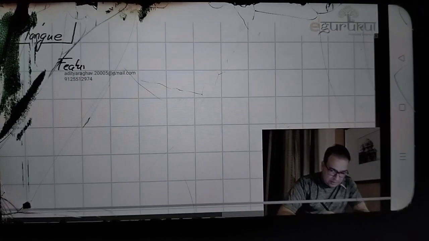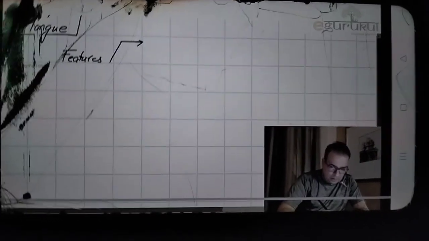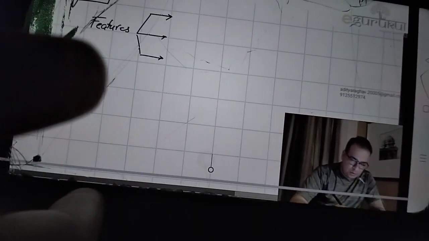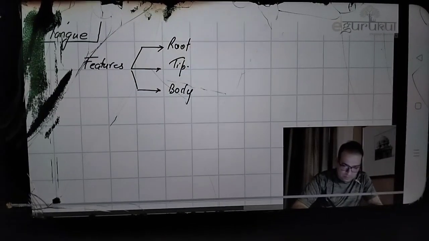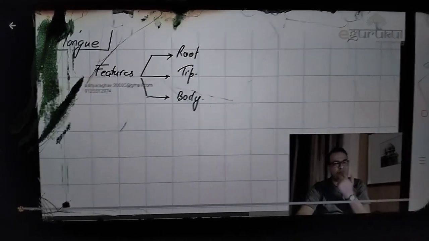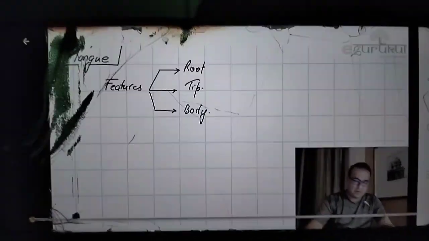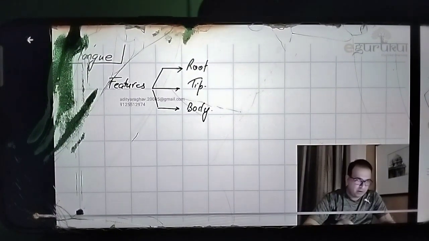Guys, we will be discussing the tongue under three parts. We can divide the tongue into three parts: the root of the tongue, the tip, and the body, and we need to spend more time on the body. So there's a tip here, obviously the tip of the tongue. The most posterior part is called the root, which is attached backwards, and the major part of the tongue is what we call the body.